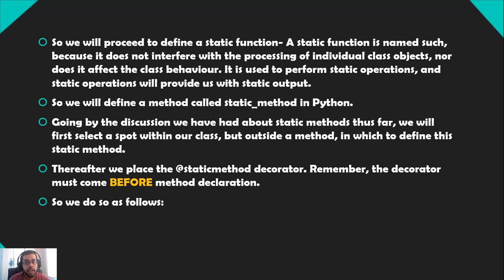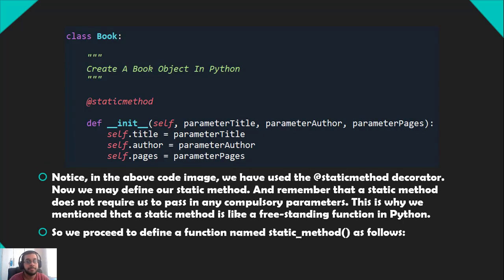Going by the discussion we have had about static methods thus far, we will first select a spot within our class but outside a method in which to define this static method. Thereafter, we place the @staticmethod decorator. Remember, the decorator must come before the method declaration. So we do so as follows. Notice, in the above code image, we have used the @staticmethod decorator. Now we may define our static method.